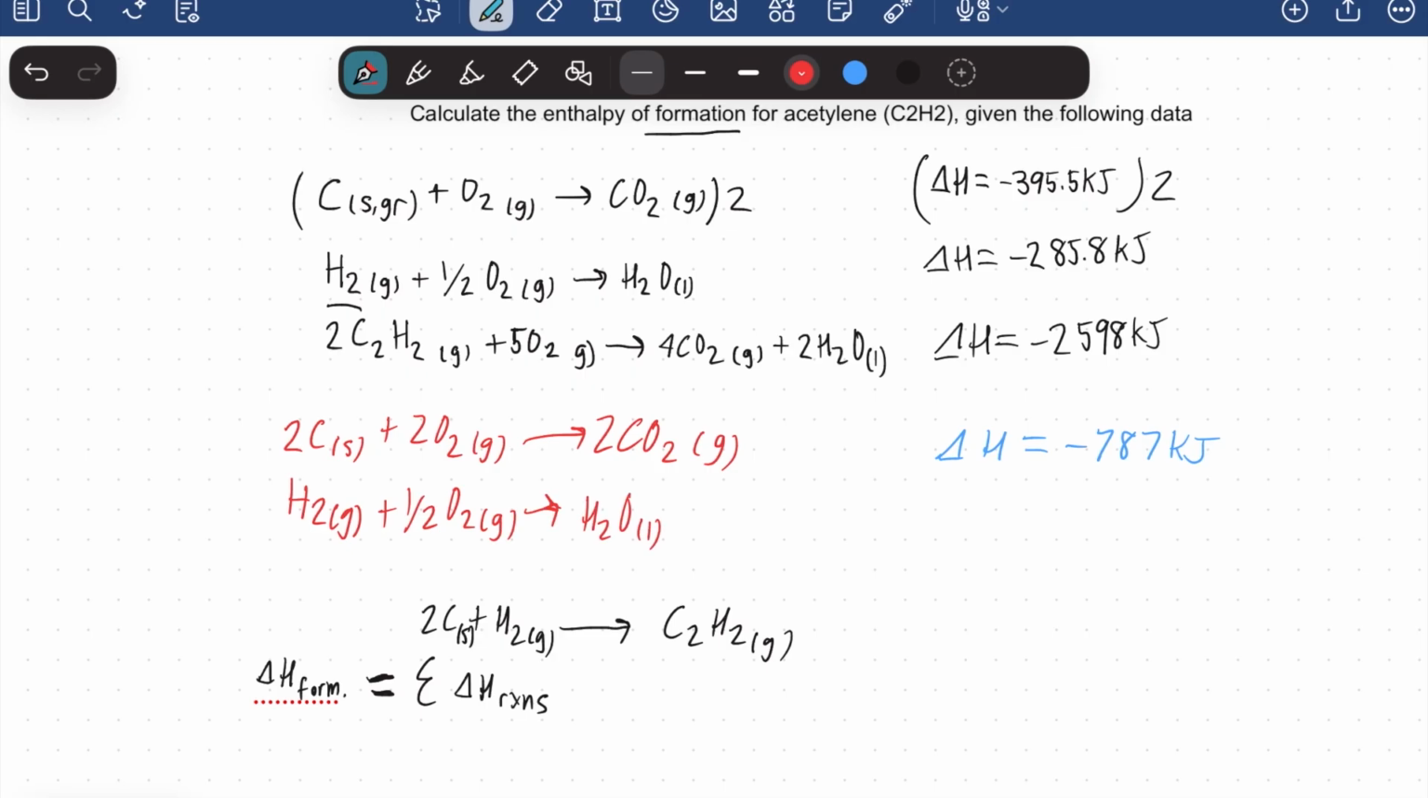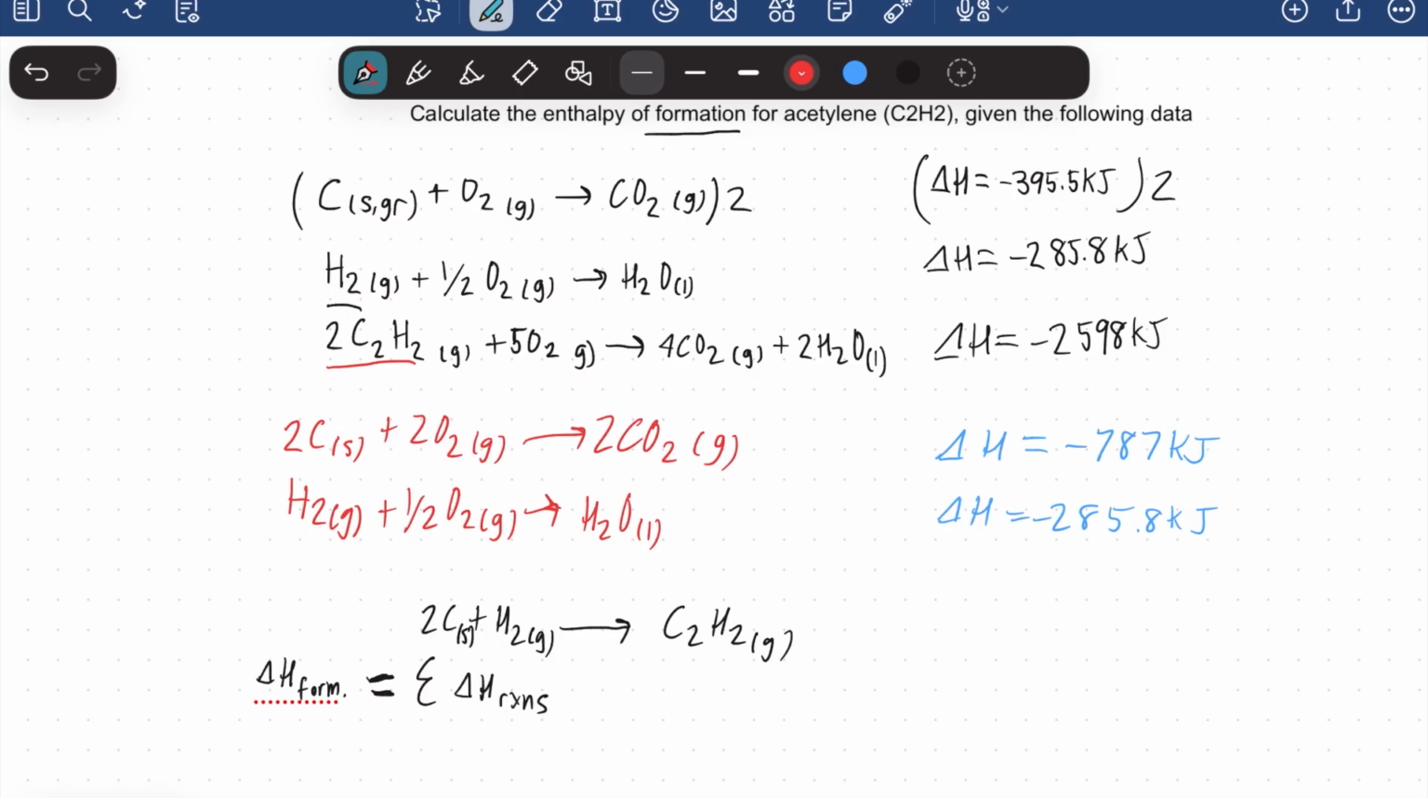And the change in enthalpy for this will stay the same because we didn't do anything to the equation. And then we go to our third equation. You see that our goal net product, acetylene, is on the left side, but we're trying to calculate the formation of acetylene, which means we need it on the right.